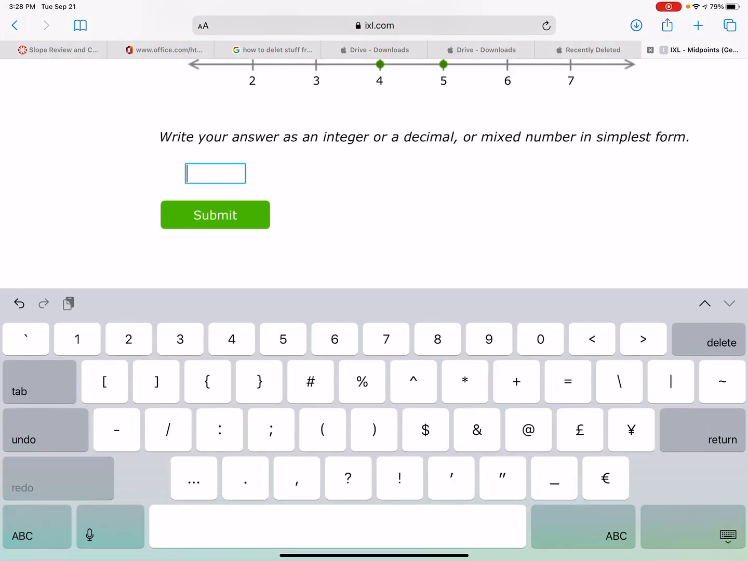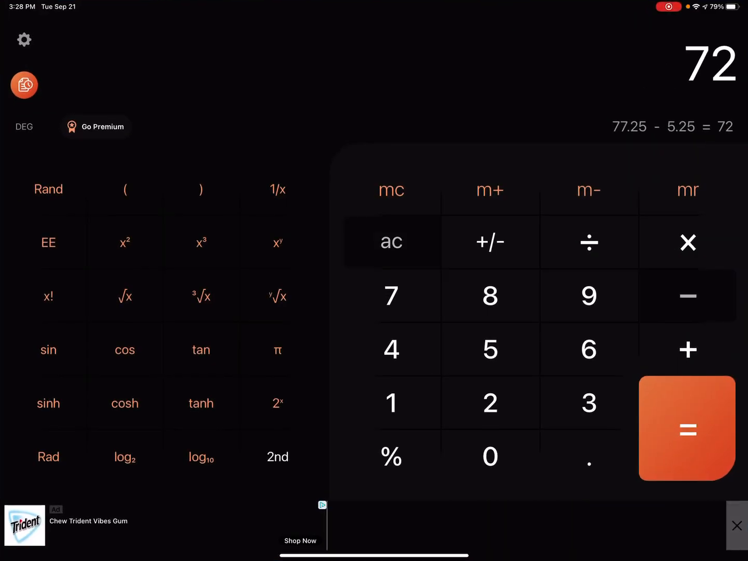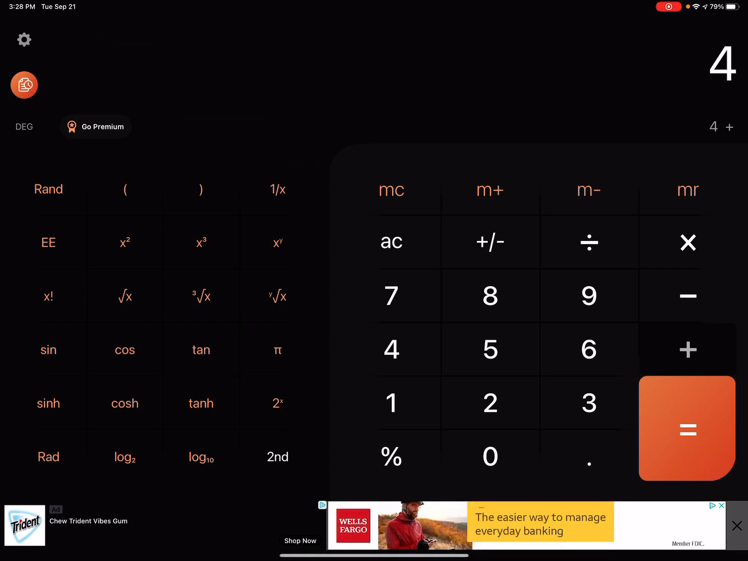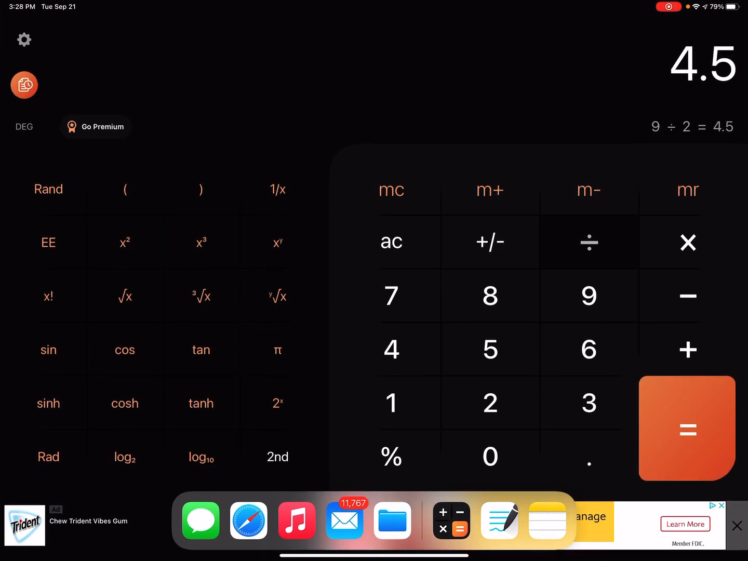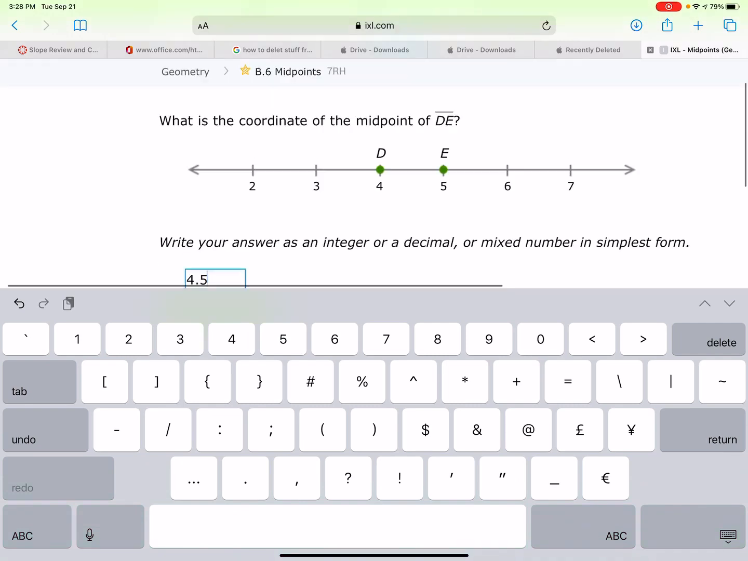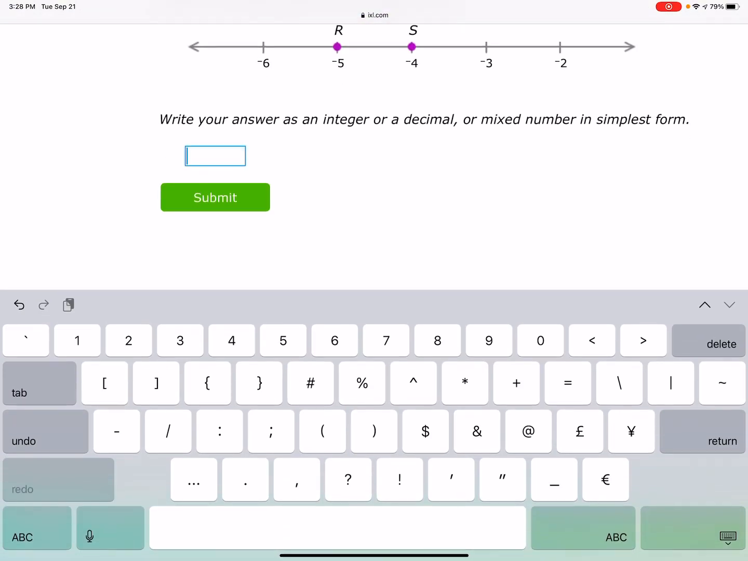Add the 2, divide by 2. Okay, so if I add the 2, I get 9. All right, so add the 2. Oh boy, here we go. Gotta add the 2, so 4 plus 5. Divide by 2, 4.5. So we know that the middle is 4.5. Add the 2, divide by 2.